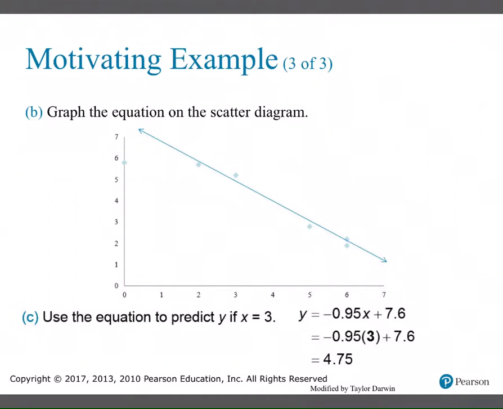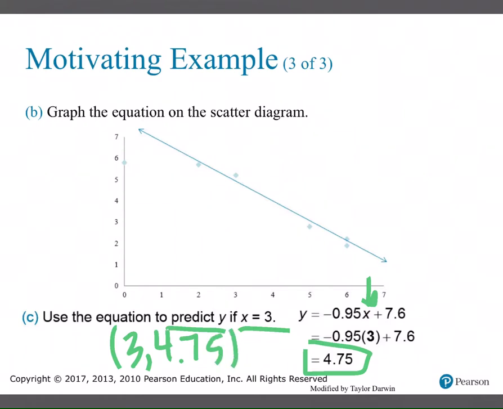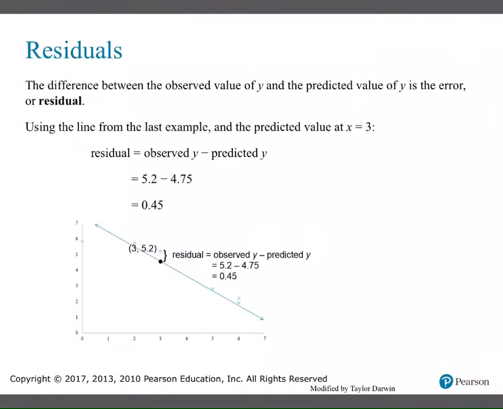Once you have an equation, you can plug in x values to predict what your y is going to be, whatever that may be. So let's say I want to predict y if x is equal to 3. Plug in 3 for x, simplify, and it's saying when x is 3, we predict my y to be 4.75. And so that's kind of what we're going to be doing a little bit today.